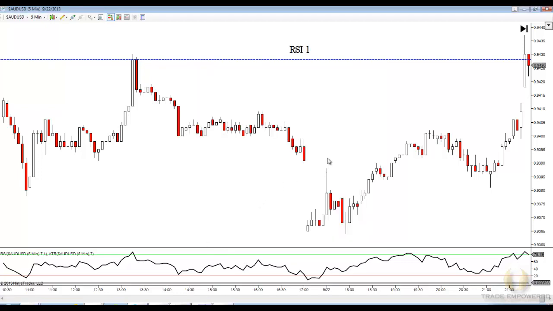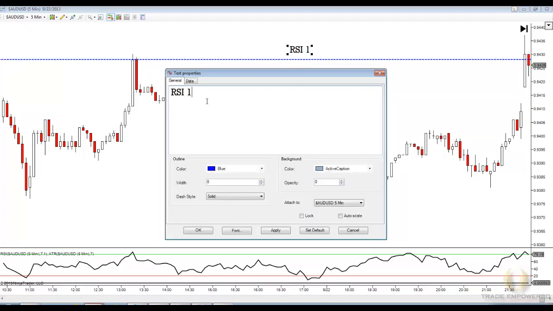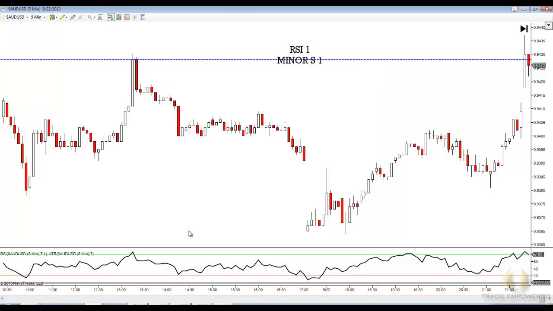Do we have minor structure? Well, look left, structure leaves clues. I see a minor structure level right there, so we can give ourselves another point. Minor structure, 1 point. Next, do we have major structure?